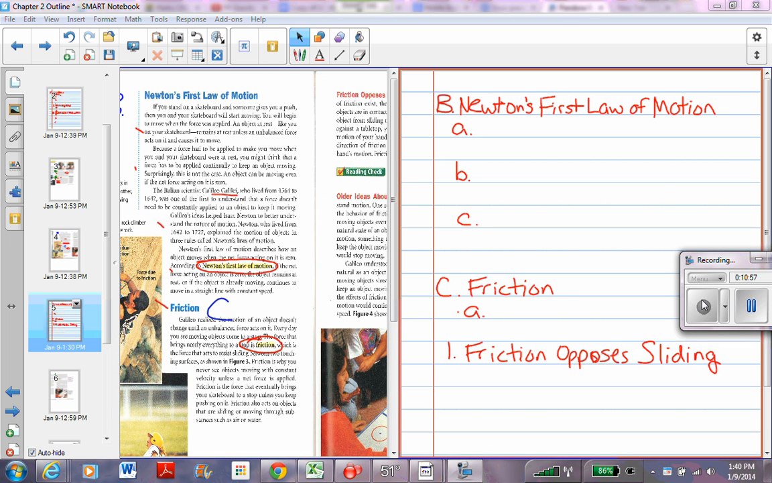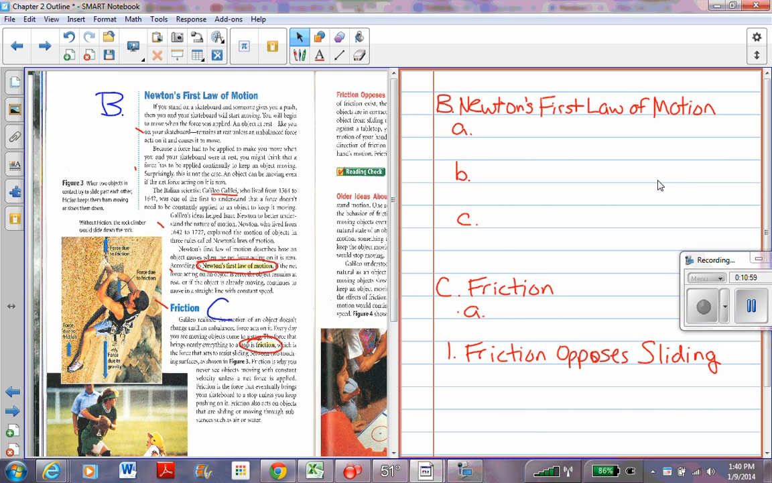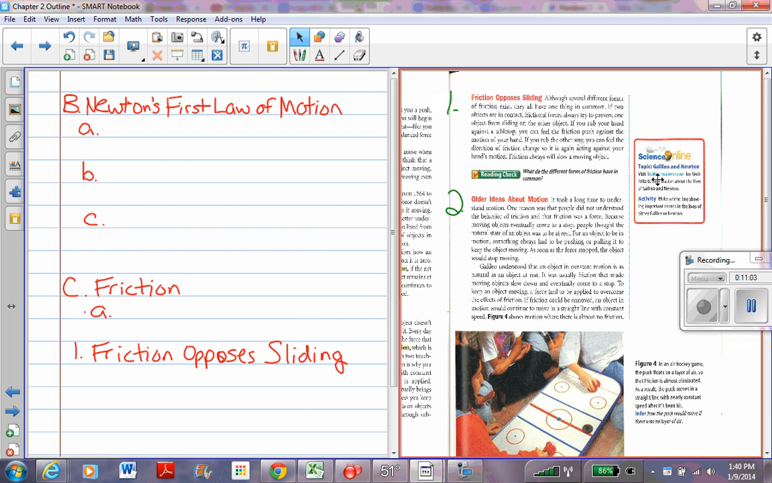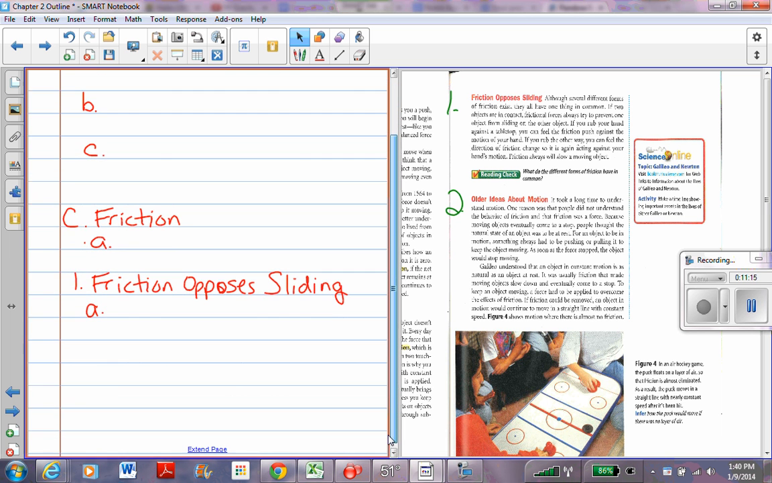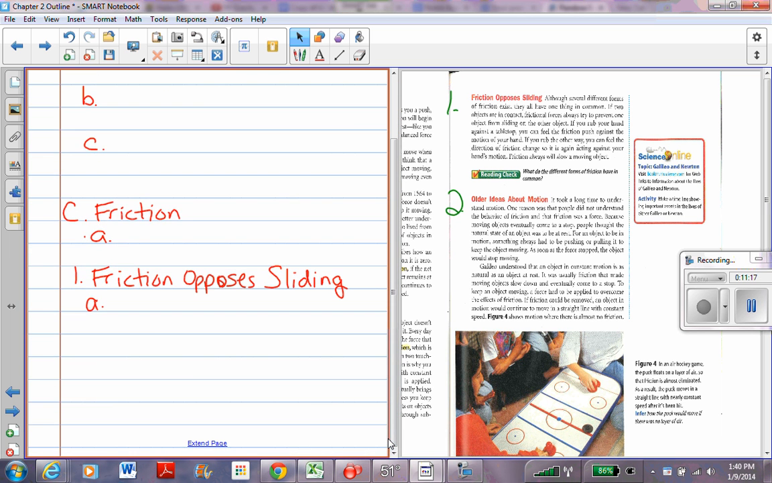All right. We have friction opposes sliding. We're going to say that there might be a fact there, and the jury says that Ms. Stichter is going to say you're going to put an A there to remind yourself you need a fact. Then we're going to look at our number 2, which is older ideas about motion.